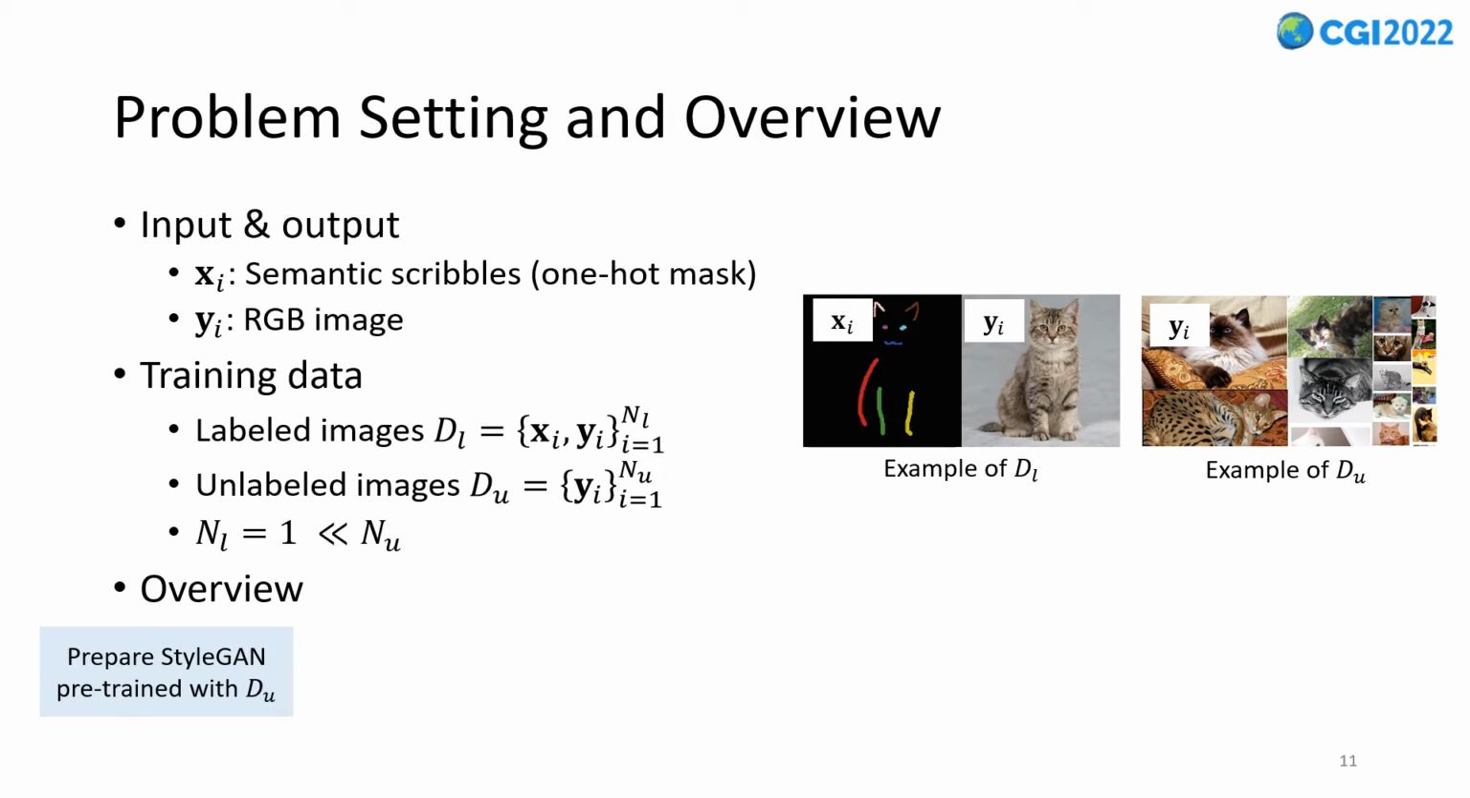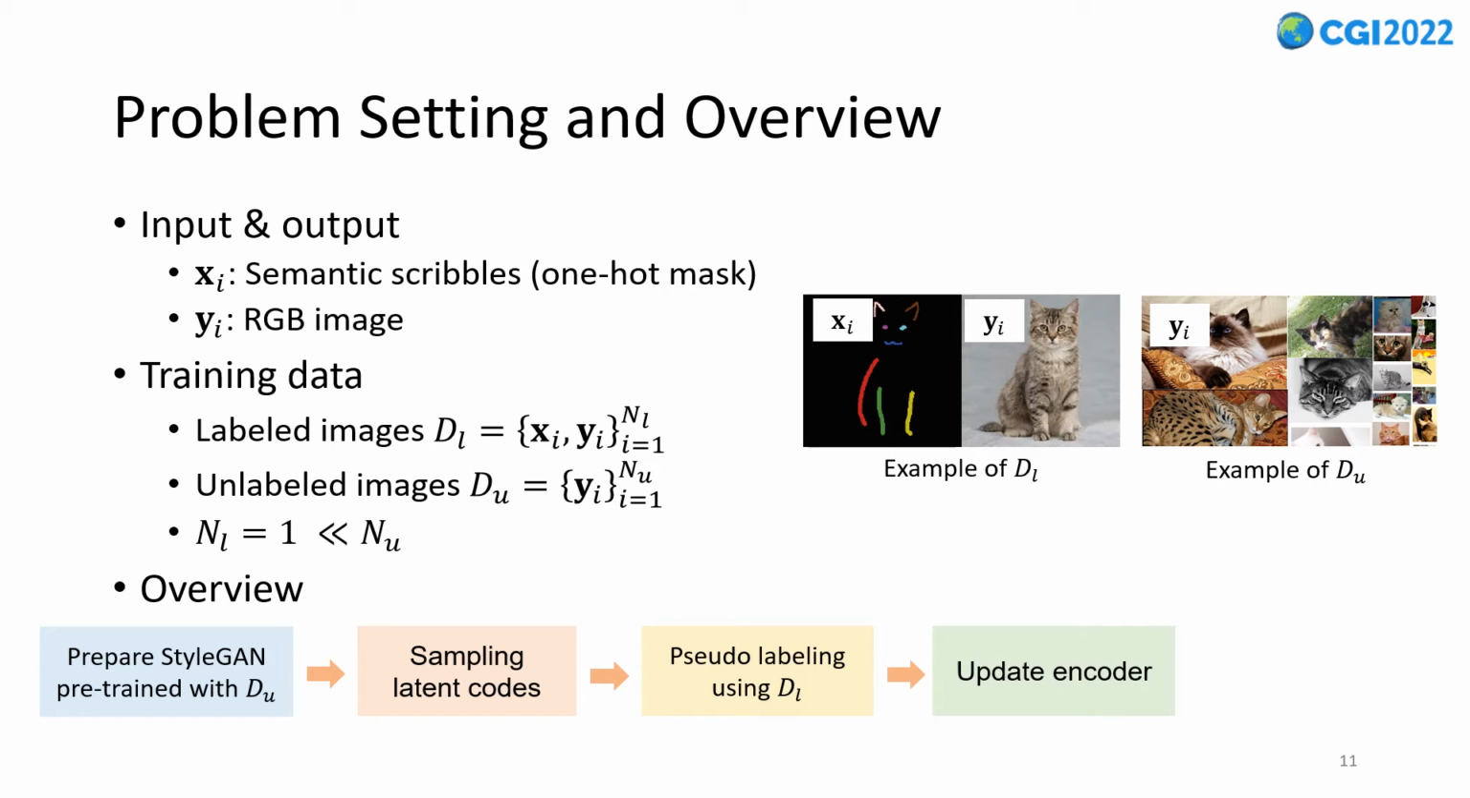The overview of our method is as follows. First, we prepare a StyleGAN pre-trained with unlabeled data. Then, we sample latent codes from the prior and generate StyleGAN images. Next, we perform pseudo-labeling for these images using the labeled data. Then, we update the encoder that extracts latent codes using pseudo-labels. We iterate these 3 steps until convergence. Finally, we perform an inference phase, which includes post-processing if necessary.